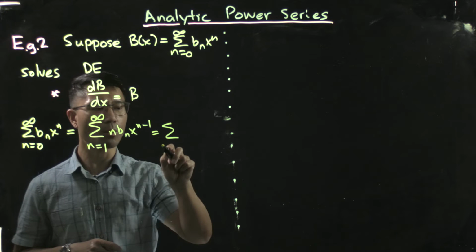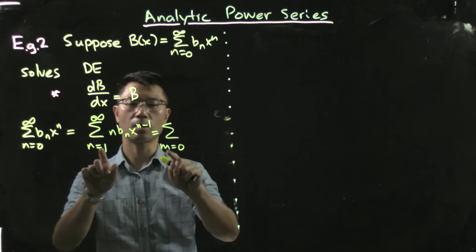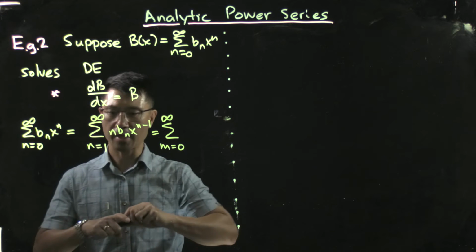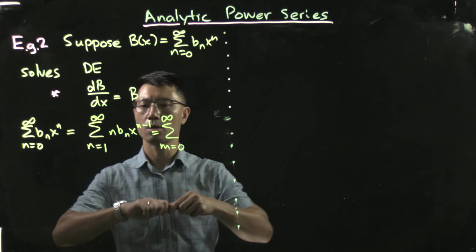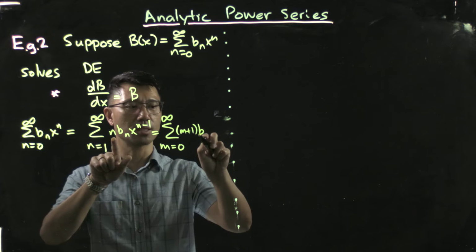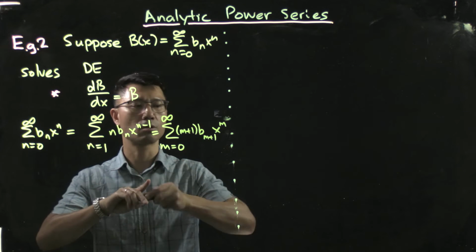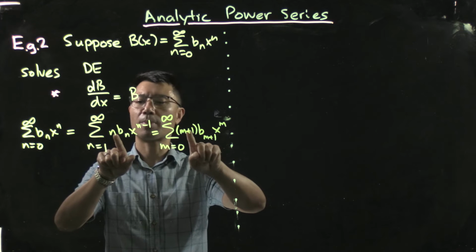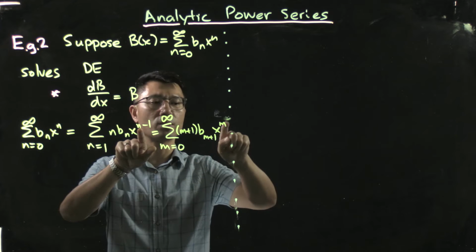It's going to be convenient that we change variables now. We're going to let n equal m plus 1. If n equals m plus 1, that means m is 1 smaller than n, so it starts at 0. So the n here will be m plus 1, you'll have b subscript m plus 1, and this will be x^m. In other words, n equals m plus 1, so this n is m plus 1, and you can have m there.